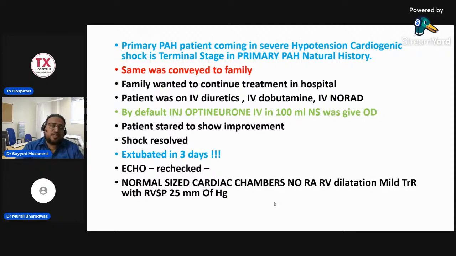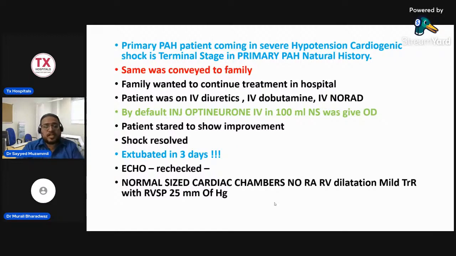So we admitted this patient in ICU, and he was started on IV diuretics, IV dobutamine, IV noradrenaline, and all. By default, any RV dysfunction or LV dysfunction patient comes, we initiate Optineuron to that patient, and gradually this patient started to show improvement. His shock resolved, his hemodynamics improved, and we extubated this patient in three days.